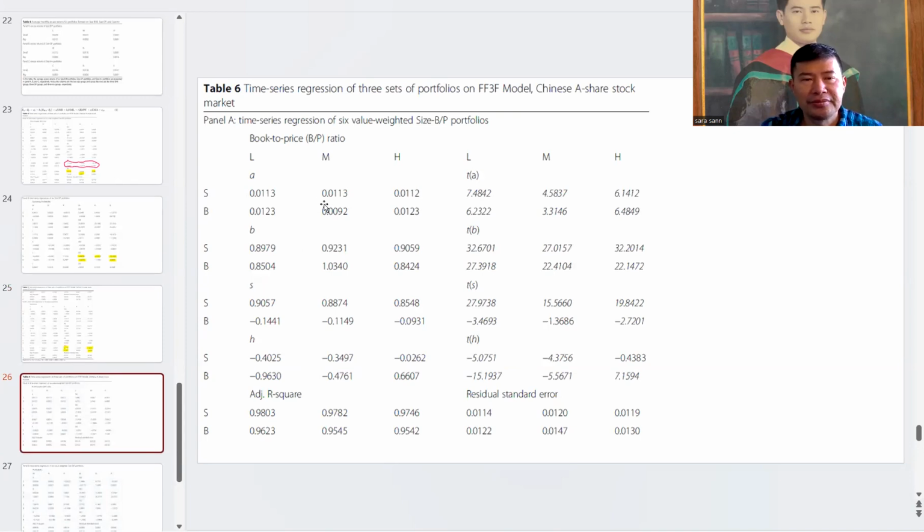Table 6. What's table 6 telling us? So I begin from A, B, S, H. Okay, so this one, the three-factor model, a result. Okay, the three-factor model, for my friend, that affect excess return.